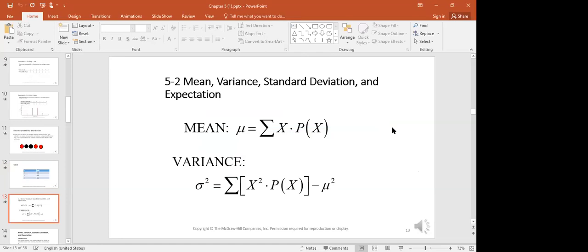As we did for frequency distribution, we can find the mean and the variance of a probability distribution. To find the mean, we simply multiply each value by its probability and then add them up. That's the meaning of the sign sigma, which is the sum here. So that gives us the mean. And for the variance, we will square each value, multiply by the probability, add them up, then subtract the square of the mean.